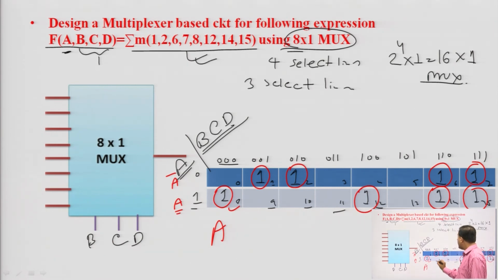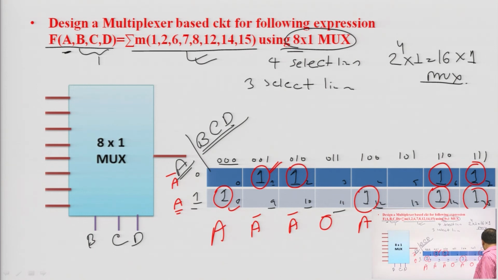Now, here it will be A bar, because we are having 1 in the row of A bar. Here also it will be A bar. Now, no ones are there, means it will be 0, nothing is there. Now, here again it will be A. Again, no ones are there, so this will be 0. And in this column both rows are having 1. So, 1 for A and 1 for A bar, and we know A plus A bar is 1.